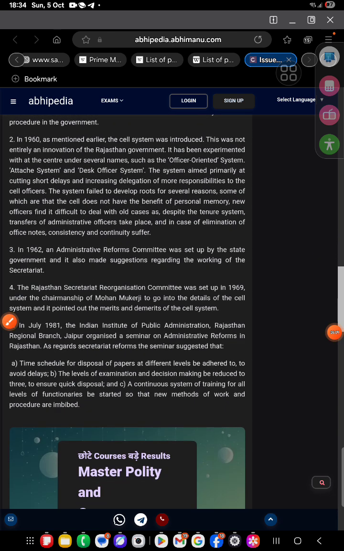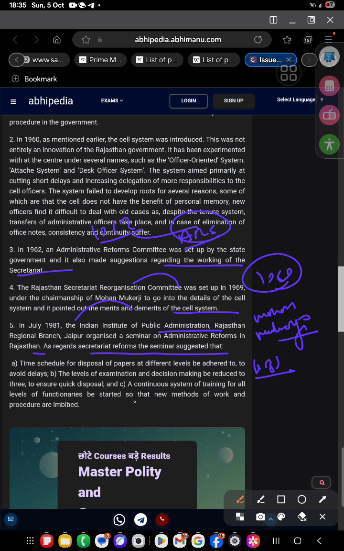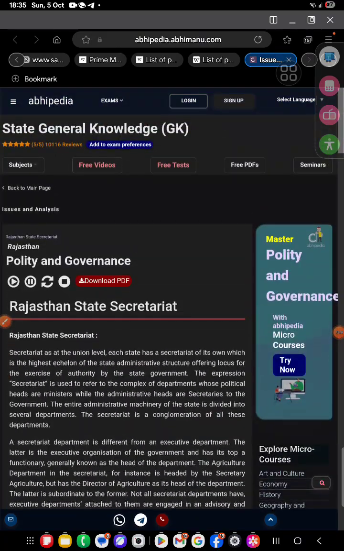Now in 1962, the Administrative Reform Commission was set up. It also made suggestions regarding the working of the Secretariat. Then the Rajasthan Secretariat Reorganization Committee, in 1969, under the chairmanship of Mohan Mukherjee, went into the details of the cell system and pointed out its merits and demerits. In 1981, the Rajasthan branch of the Indian Institute of Public Administration in Jaipur organized a seminar on reforms in the Rajasthan secretariat, covering a time schedule for the disposal of papers at different levels, the levels of examination and decision making to ensure quick disposal, and a continuous system of training for all levels of functionaries, so that they imbibe new methods of work. So this is all about the Rajasthan secretariat system. You can see it properly here.